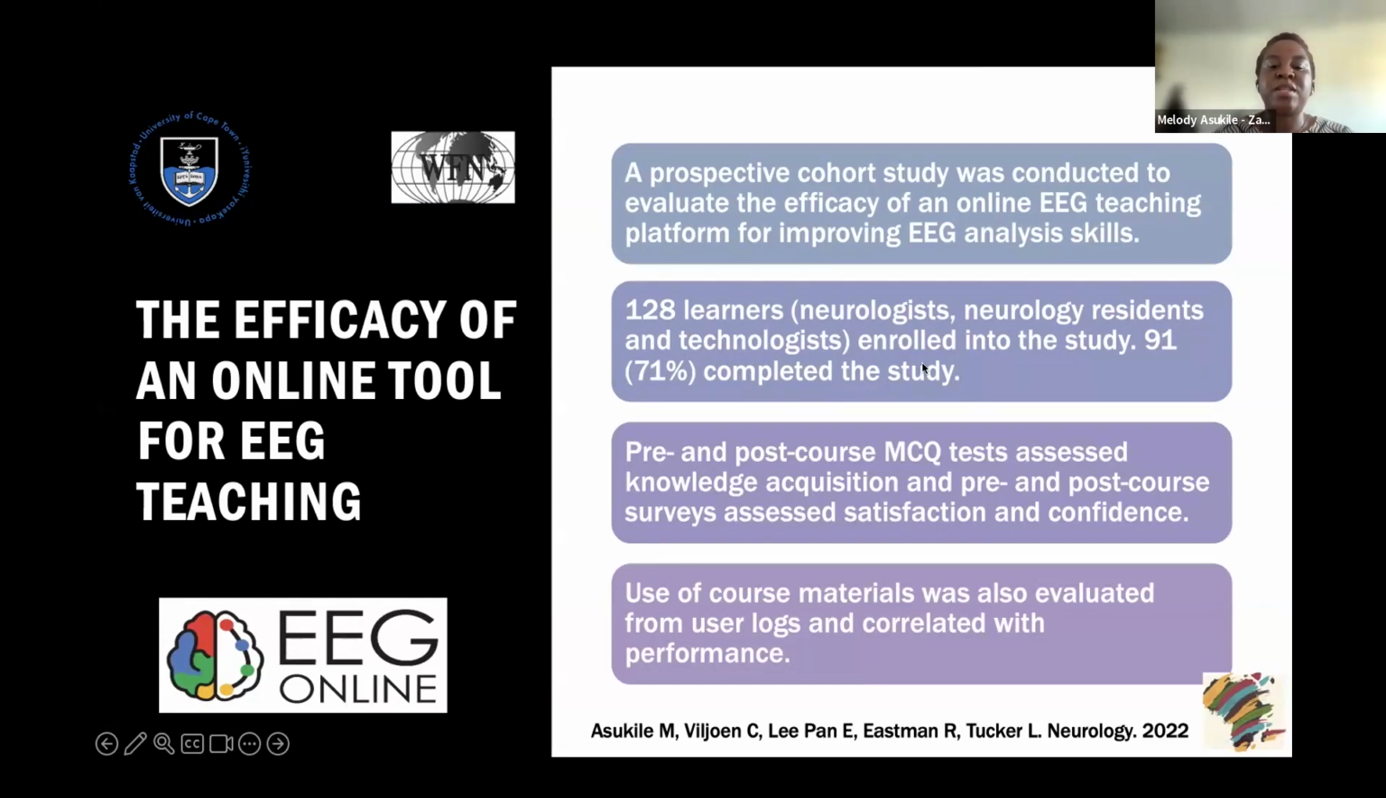The study comprised a pre and post-course multiple choice question test, which assessed knowledge acquisition, and then pre and post-course surveys, which assessed satisfaction and confidence. And then we also looked at the use of course materials and the user logs, and correlated that to performance. So if someone used the course more, would they do better?